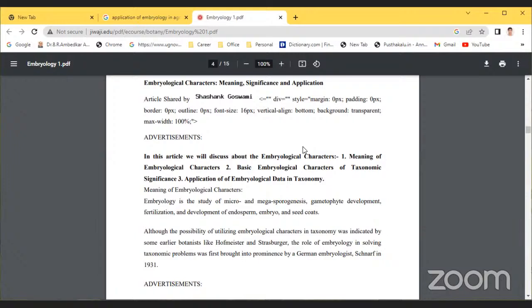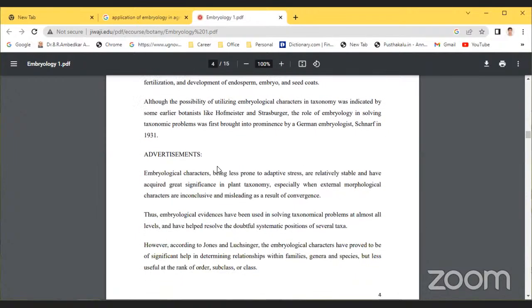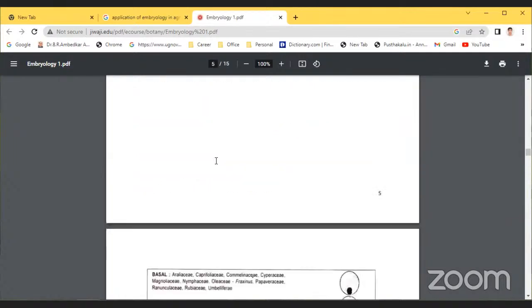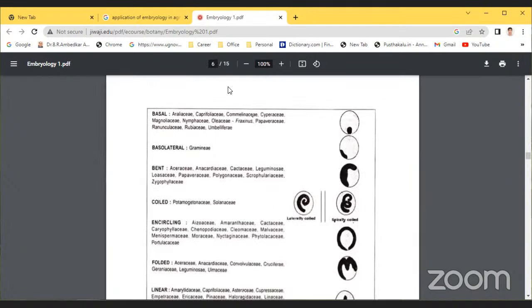So here, the meaning of embryological characters. Plant taxonomists have utilized the embryological characters in various ways: the analysis of evolutionary relationships, and the circumscription and delimitation of taxa in making decisions on systematic positions. So these are some of the characters.